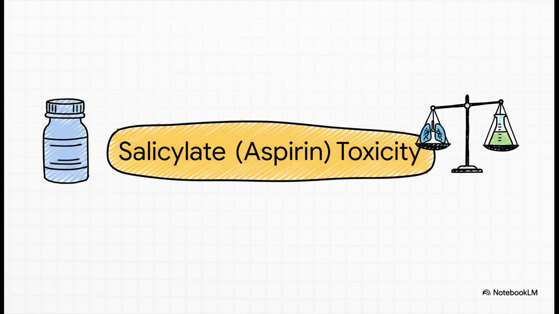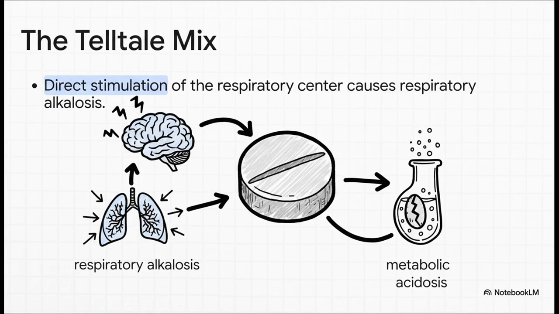Salicylate overdose is notorious for causing this dual disturbance. It's a true acid-base emergency. And the mechanism is just fascinating. Salicylates basically launch a two-pronged attack. First, they directly poke the respiratory center in the brainstem, which makes the patient hyperventilate. That's your respiratory alkalosis. At the same time, they completely mess up how our cells make energy, which leads to a buildup of other acids, like lactate. And what's so scary is that the fast breathing can sometimes hide just how severe the underlying metabolic acidosis is.